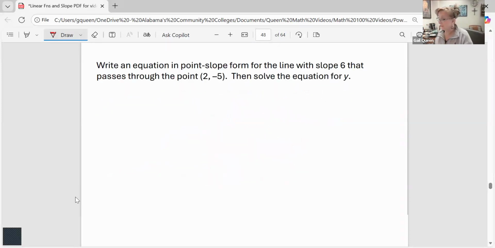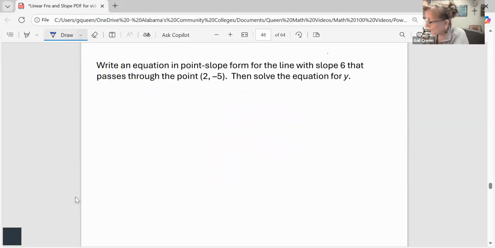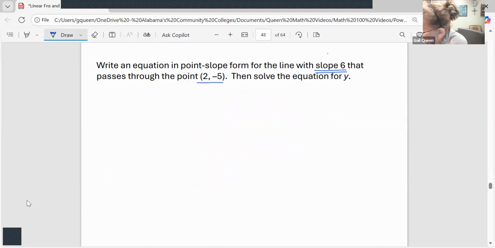Let's do an example. Let me change to a different color, it's not quite so obnoxious. Write an equation in point slope form for the line with slope 6 and through the point (2, -5). So here's my solution. Because the directions tell me to write the equation of the line, I know in my brain, this is me thinking, you don't necessarily have to write this, but I'm going to keep writing it to pound it into your head.